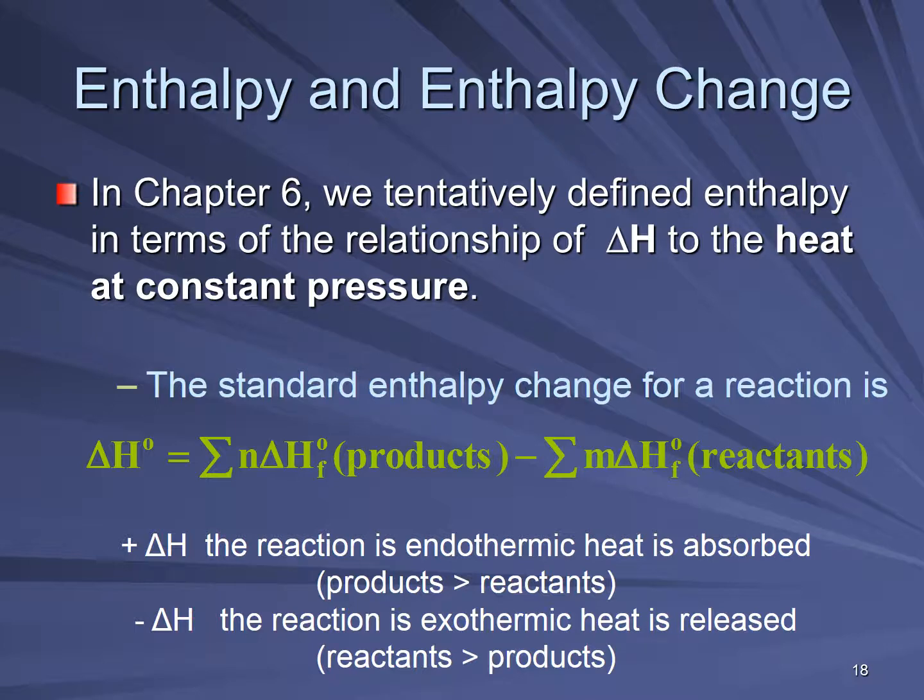Okay, now if delta H is positive, that means the reaction's endothermic. Heat is absorbed. In other words, the heat of the products is higher than the heat of the reactants. So you've put heat in. If delta H is negative, the reaction is exothermic, which means heat is released. That's because the reactants are at a higher heat than the products, and so heat was given off.